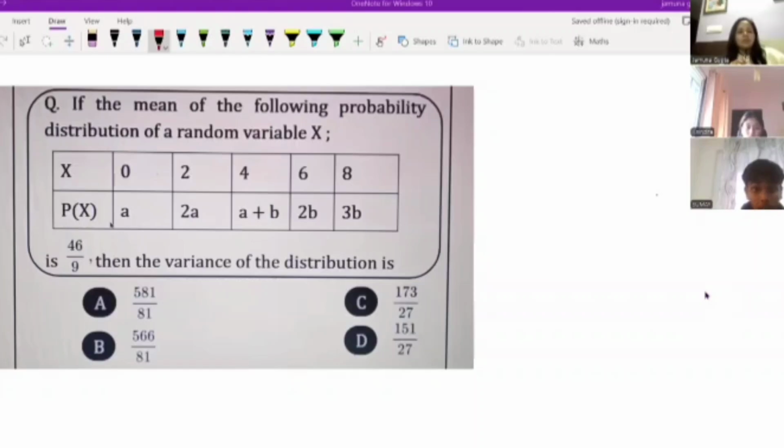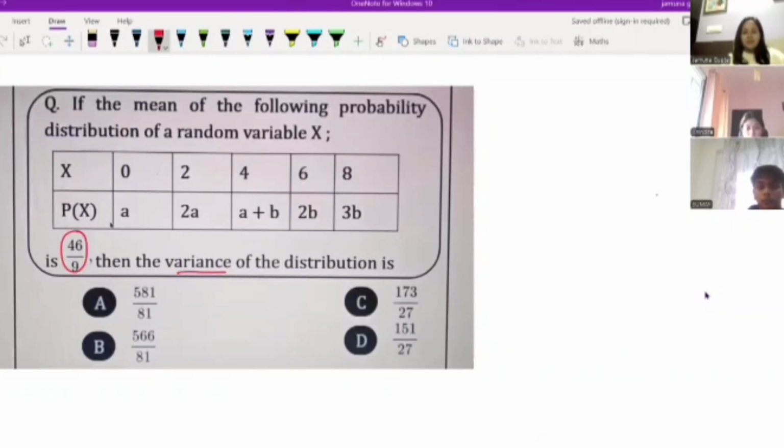The mean of the following probability distribution of the random variable x is given, where you can see the unknown values are a and b, right? And then what is given? The mean is given as 46/9. You're asked to calculate the variance.